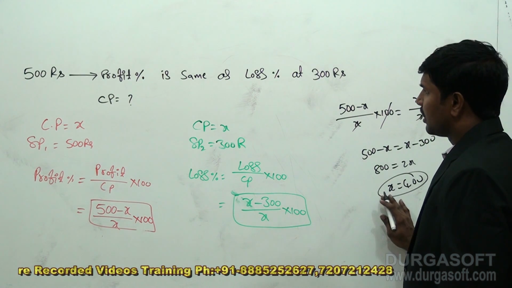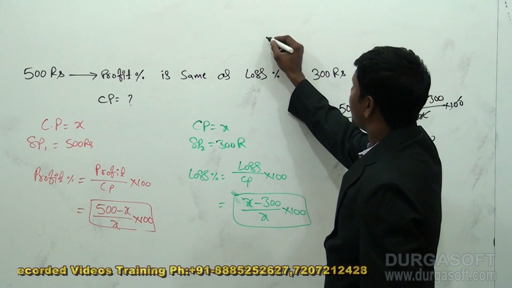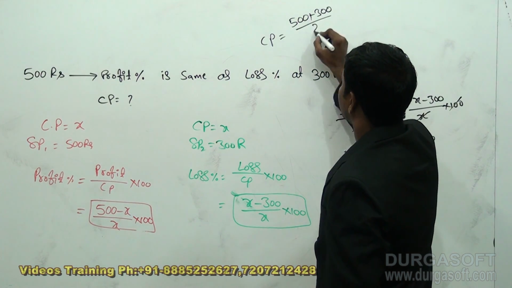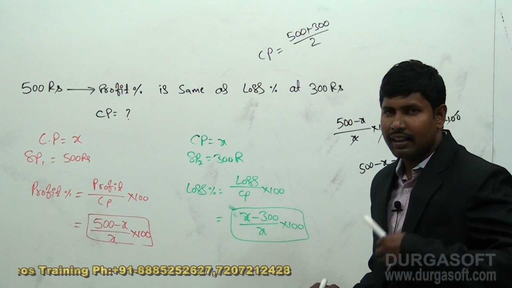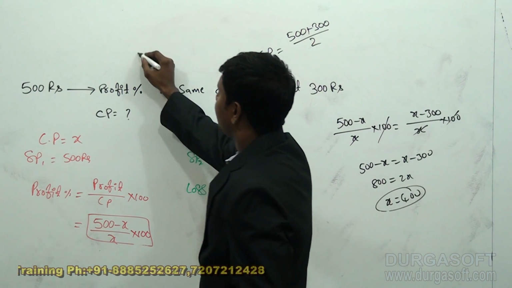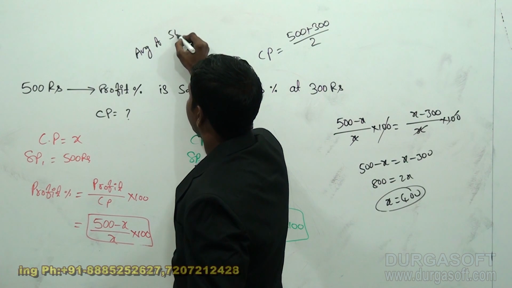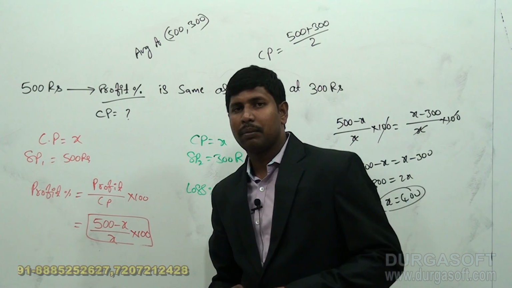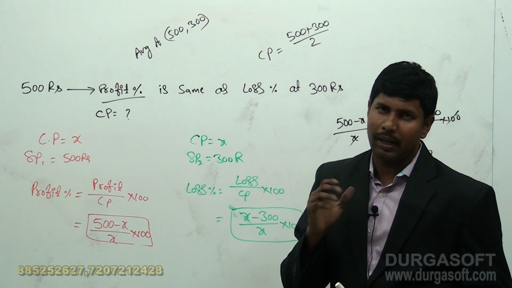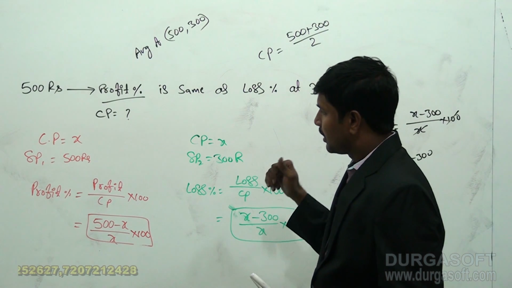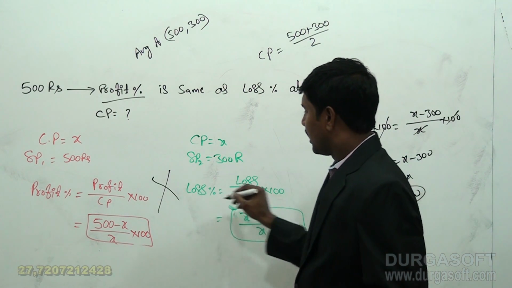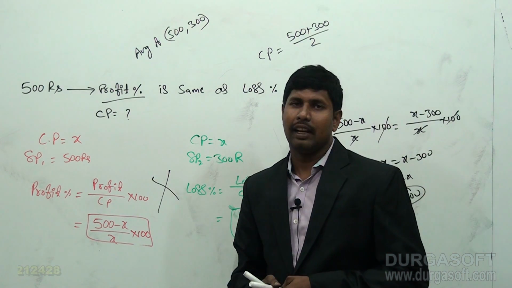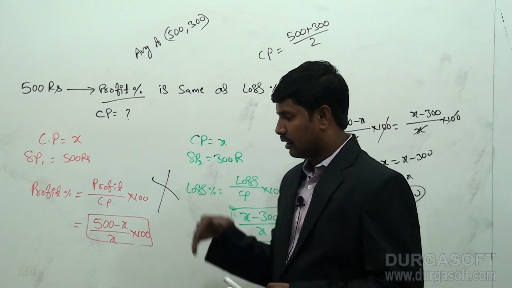Simply what you can understand here is that in this case also I am getting the cost price as the average of the selling prices. Just like in the previous case, take the average of 500 and 300. So whether it is profit percentage, loss percentage, or simply profit and loss, you can apply the same thing. No need to calculate this entire process. You just take the average of those two selling prices, and like that we will get the required answer.